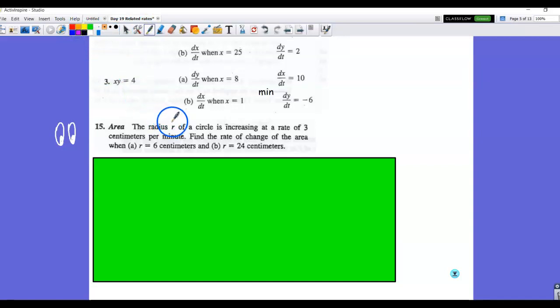The radius r of a circle is increasing. That's important. If the radius is increasing, then the rate has to be positive. So the radius of a circle, r, is increasing at a rate of 3 meters per minute.